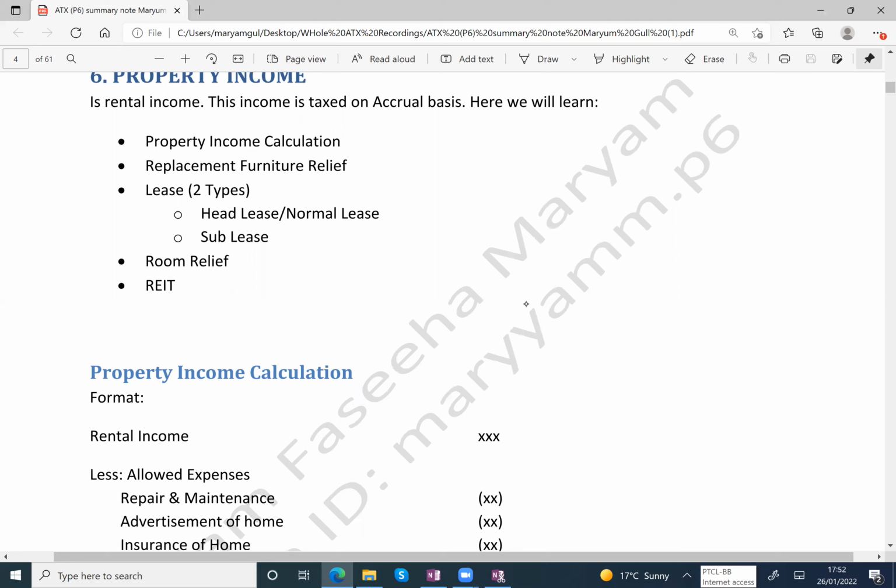So in this chapter, firstly, you can see the topic names and then one by one we will discuss all these topics. So you can see the list of topics. First topic, property income calculation, how to calculate the property income. Second, replacement furniture relief. Third, lease, and there are two types of lease. Head lease means normal lease, and sublease. Next topic, room relief, and then real estate investment area. This topic we will also cover in this chapter.